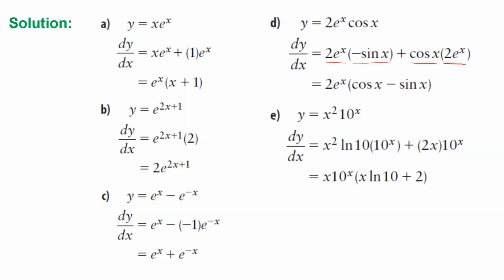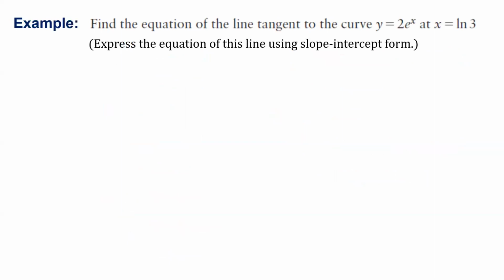Okay, good. If no questions, let's consider another example. Find the equation of the line tangent to the curve y equals 2e to the power of x at x equals ln 3. Express the equation of this line using slope-intercept form. Okay, I'll give you 3 minutes to have a look at this question here.